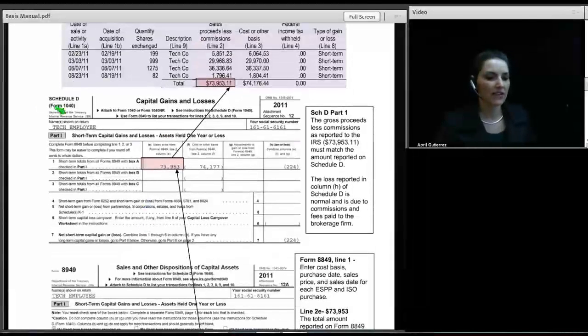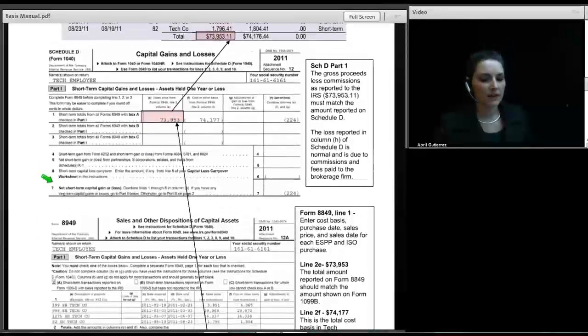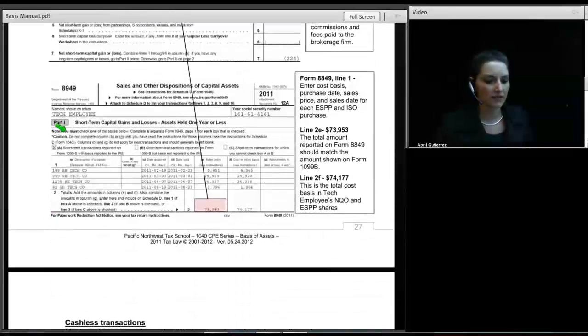So here we have a Schedule D, and of course, beginning in 2011, we have this 8949. The deal with the 8949 is that this is where we are now reporting each sale. So here we see each of these transactions, 199 shares, 999, 1275, 82, the acquisition date, the sales price, the acquisition price, and annoyingly and irritatingly, they don't show the gain or loss on each one.